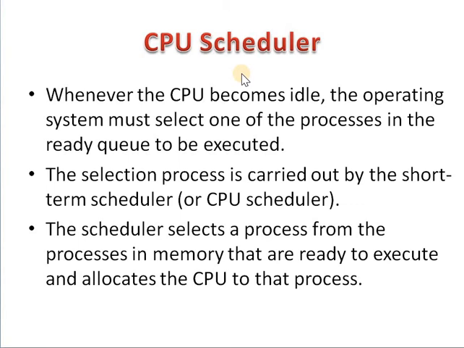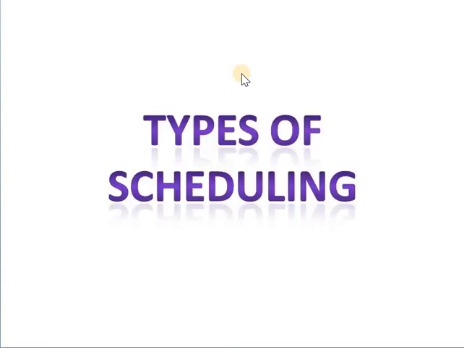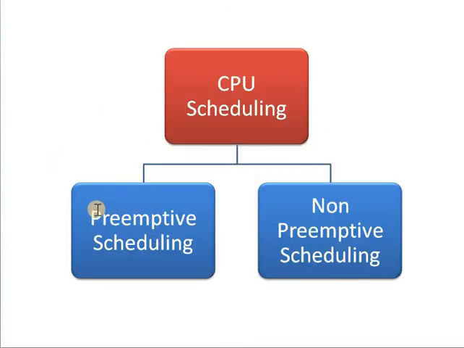There are two types of CPU scheduling, that are preemptive scheduling and non-preemptive scheduling. The CPU scheduling is divided into two types. First one is preemptive scheduling and second one is non-preemptive scheduling. These are the two types of scheduling. First we will see what exactly preemptive scheduling is.